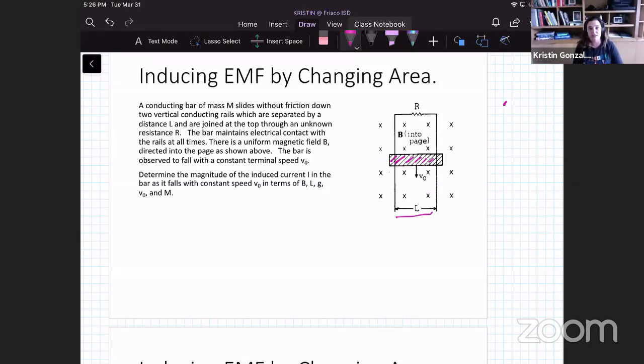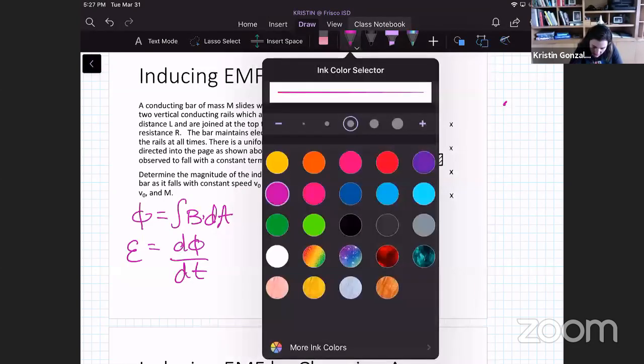Again, we've got one of those in terms of things, right? So we're going to be careful. If we want to know what the induced current I is, the first thing I want to look at is what are some equations we can use. Thinking back to what we've learned today, our flux is equal to the integral of B dA. We know that our EMF is the change in flux over change in time.